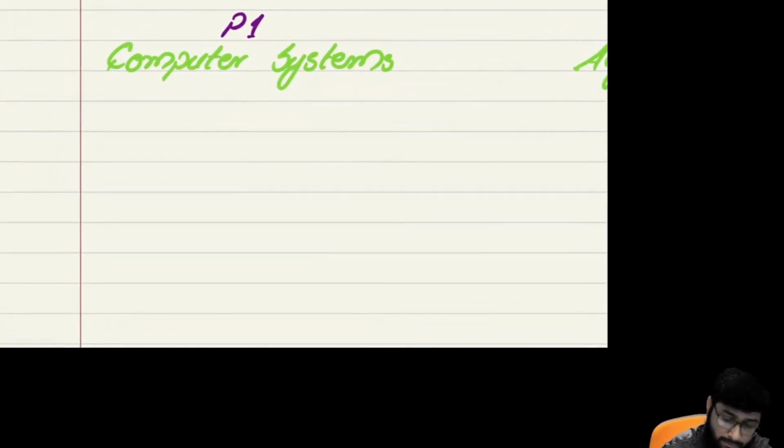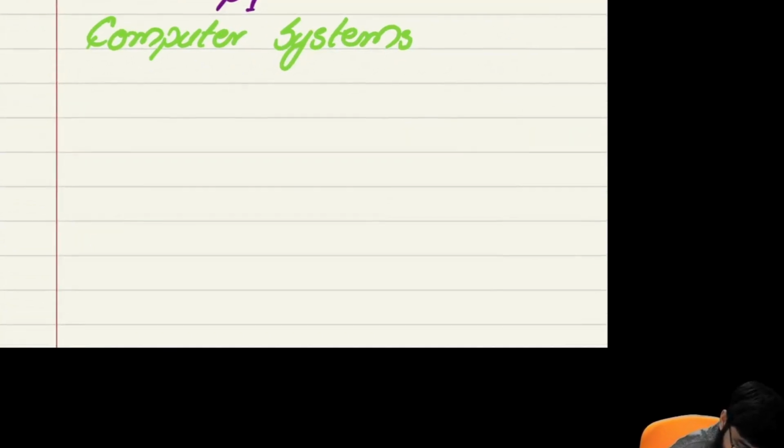Coming towards P1, P1 has 6 topics in all. Number 1 is data representation.